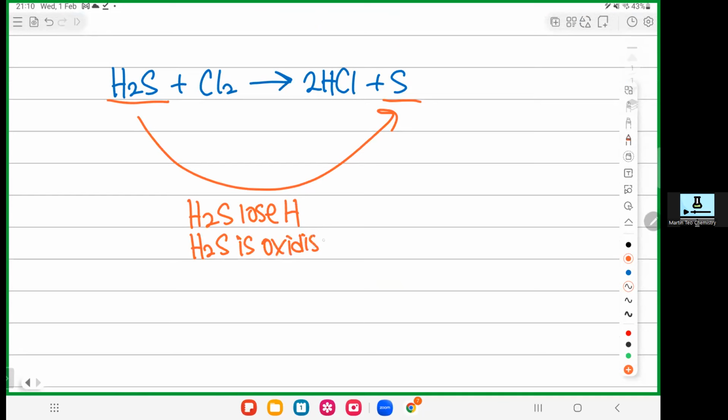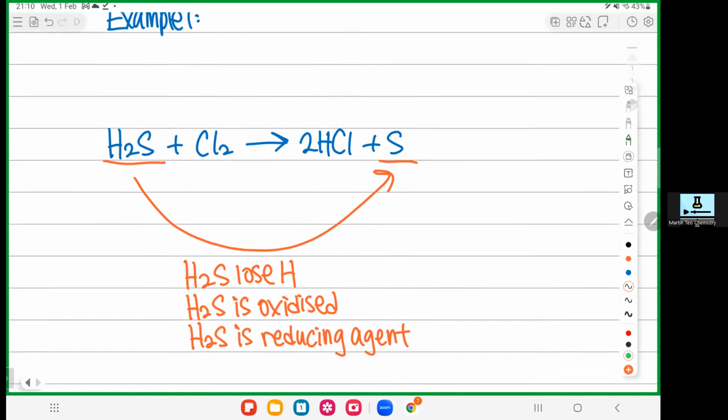If you're not sure, just refer to the table. So when you undergo oxidation, same thing lah, you'll be the opposite agent. So you will be reducing agent. Okay? All right. So now another apple to apple comparison.